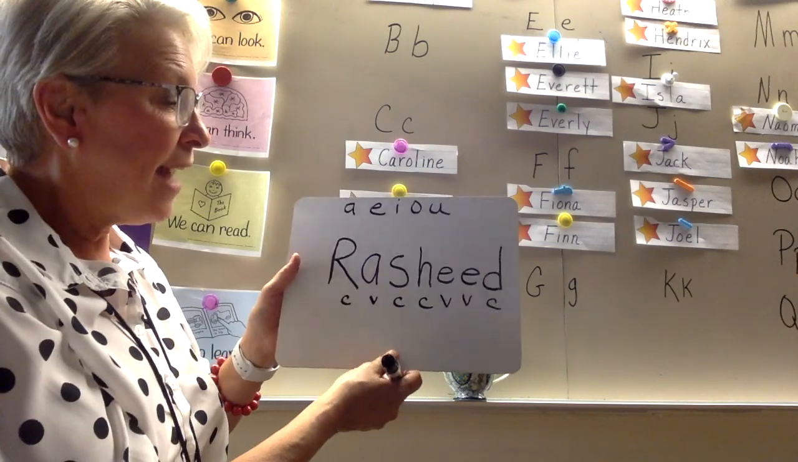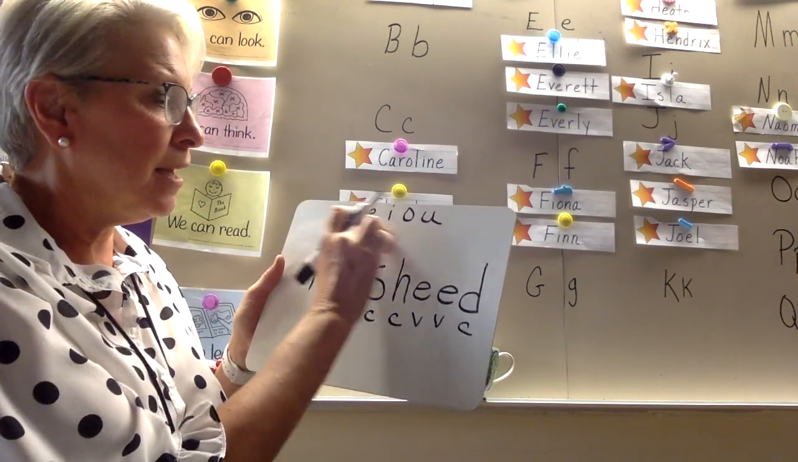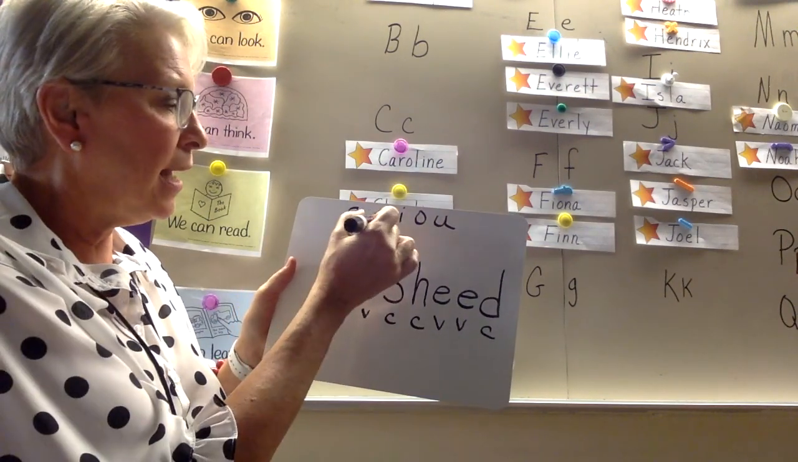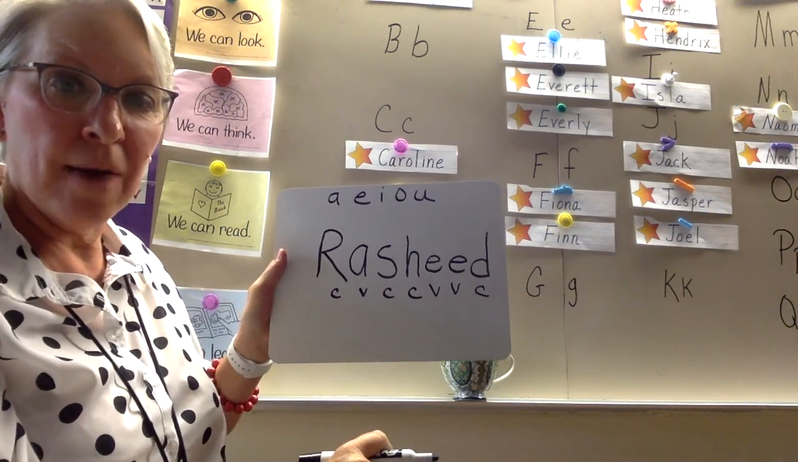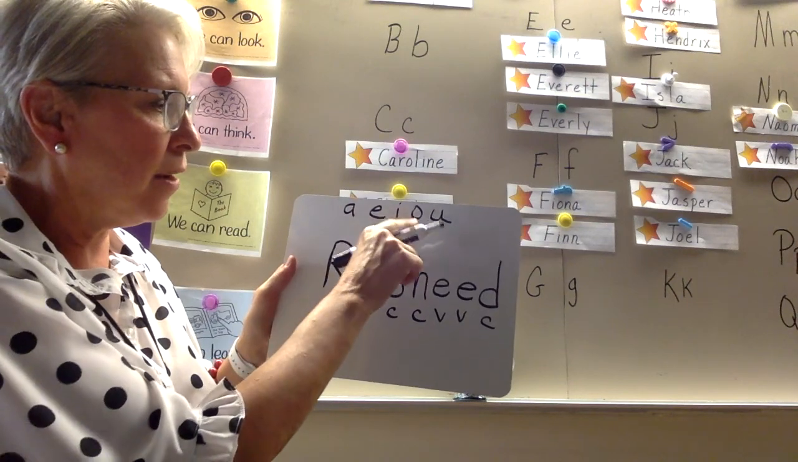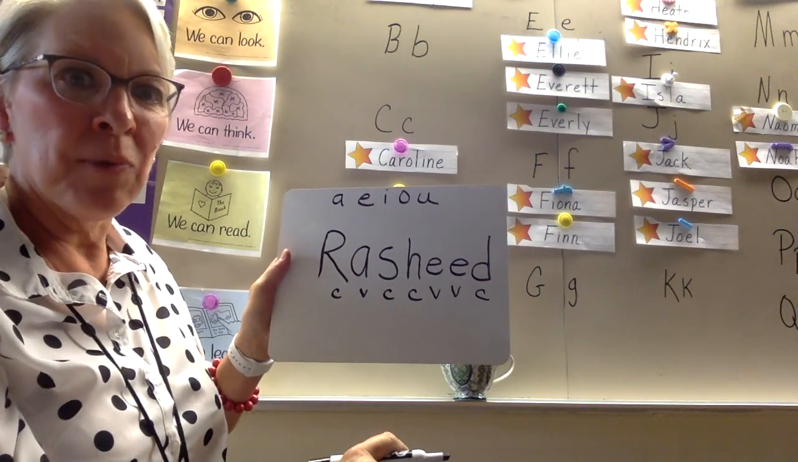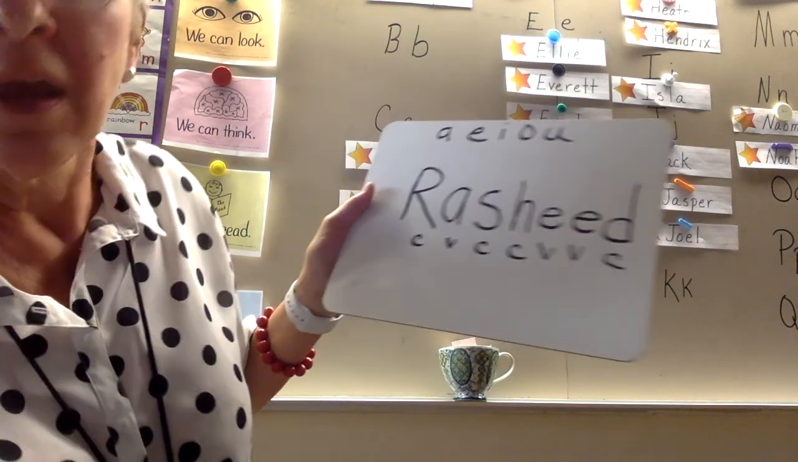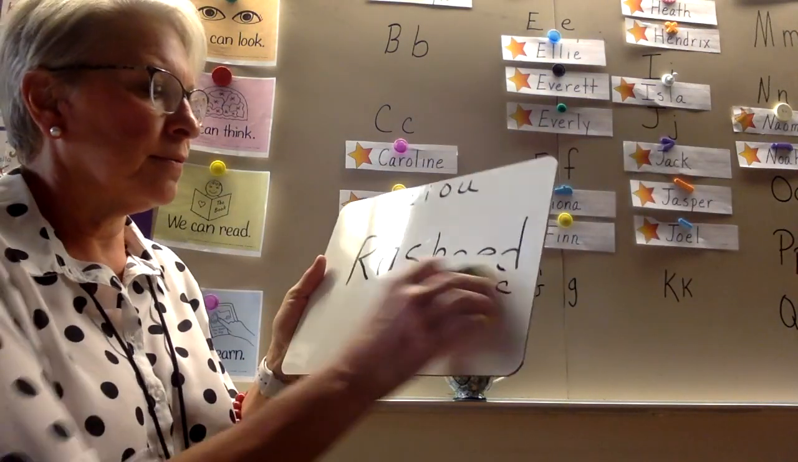All right? Now, I want you to erase that, but make sure you write A, E, I, O, and U across the top of your whiteboard. And don't erase that. Write A, E, I, O, U. Because you want to remember what vowels are. We're going to be using these all year.